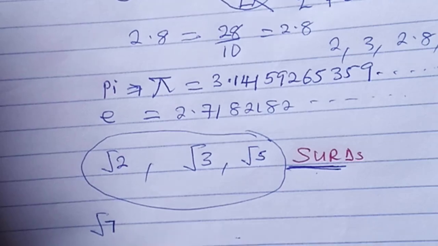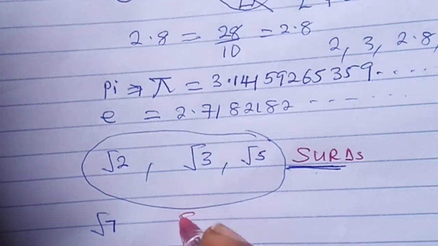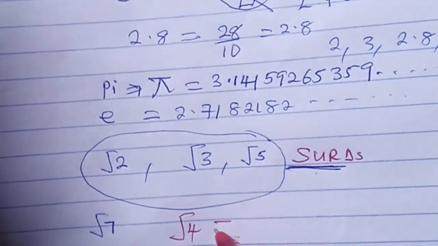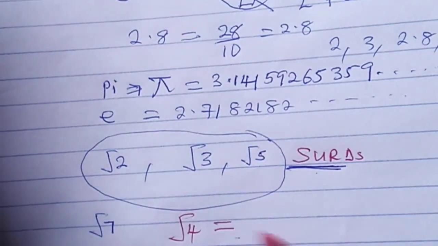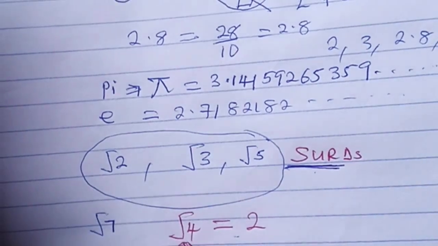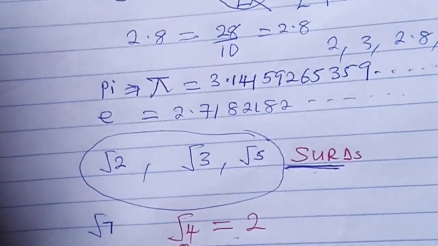Okay, now take note that when you have roots of perfect squares, you cannot call them surd. Take for instance root 4. Of course, root 4, we know the value. The value can be determined. So what's the value of this? It's giving us 2. So this is not a surd. We can't call this a surd.